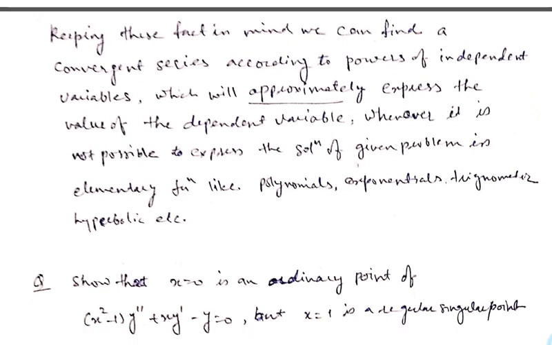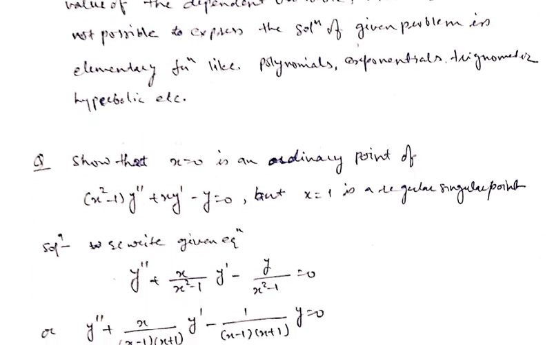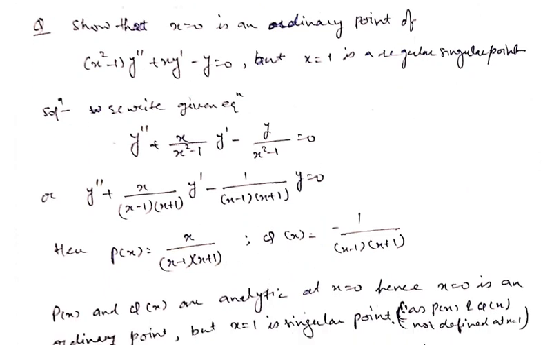Now we go through an example to find which one is the ordinary point and which one is the singular point. Show that x equals 0 is an ordinary point, whereas x equals 1 is a regular singular point. So first we write it in standard form, that is y double prime plus p y prime plus q y equals 0. For that we will divide this whole equation by x square minus 1. Hence we get y double prime plus x upon x square minus 1. This is p.